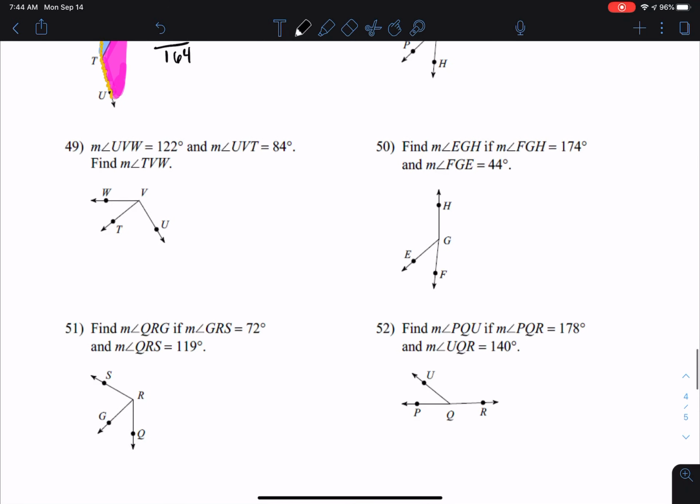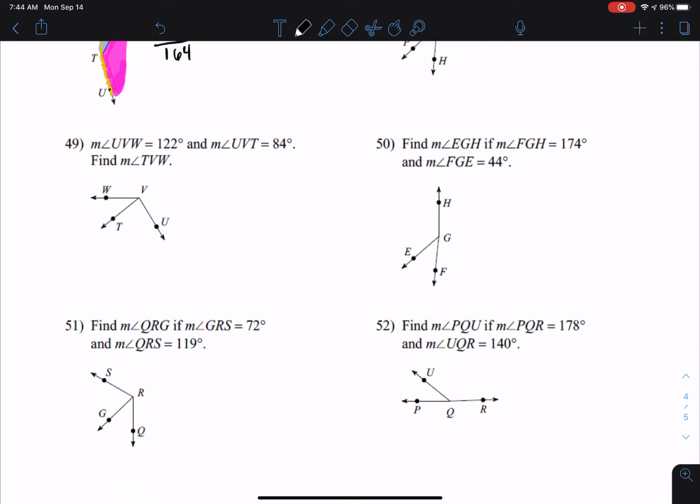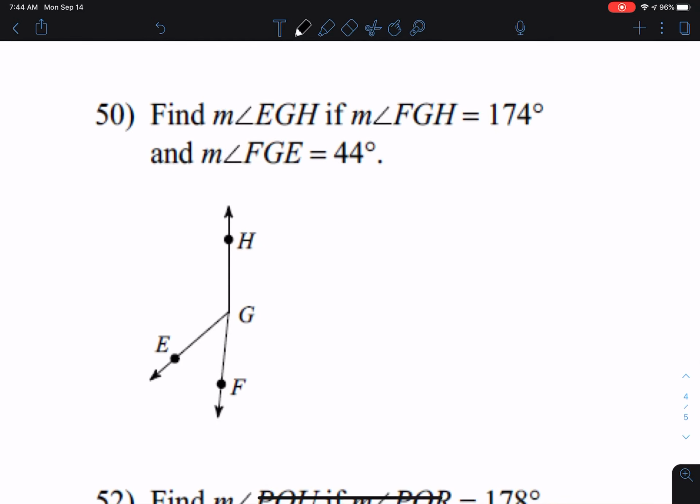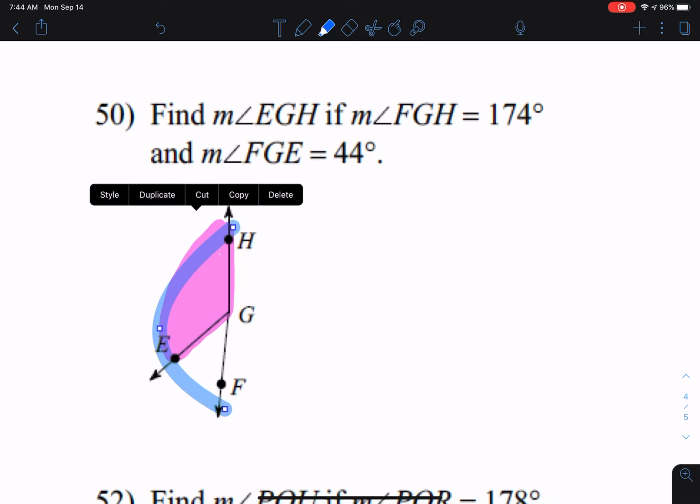Okay, so that's okay. All right, so I'll do number 50. It says find the measure of angle EGH. That's the guy it wants us to find, EGH. And it says if FGH, the big guy, is 174, so that's including everything here.